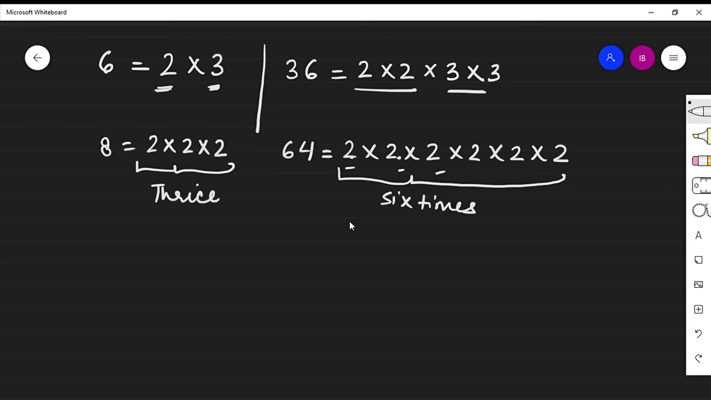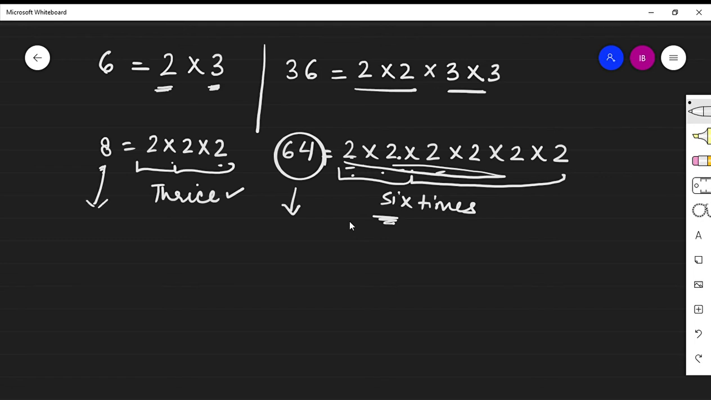Did you notice? The prime factor 2 in 64 is occurring 6 times, whereas it is occurring only thrice in the prime factorization of 8. So the prime factor 2 is occurring double the times in the square of a number than in the prime factorization of the number itself.